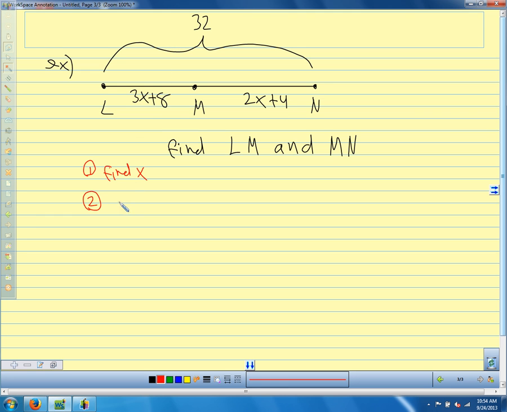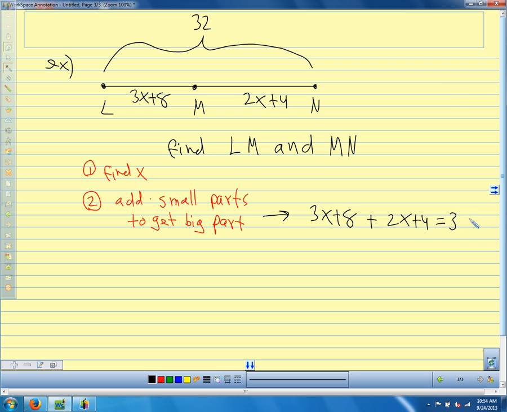So find x. So I'm going to write here, add small parts to get the big part. So find x is our big picture. We're going to do that by adding the small parts to get the big part. So we're going to say 3x plus 8. That's this piece. Plus this piece, 2x plus 4, has to equal the length of the whole segment. Equals 32.